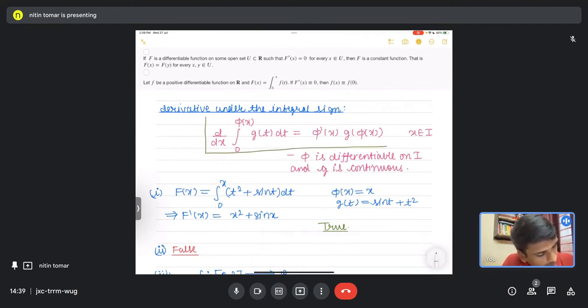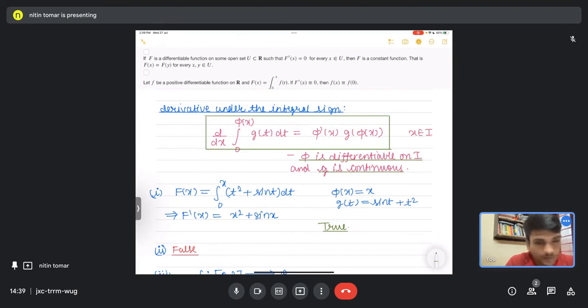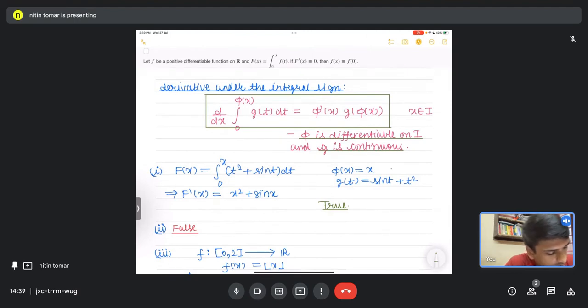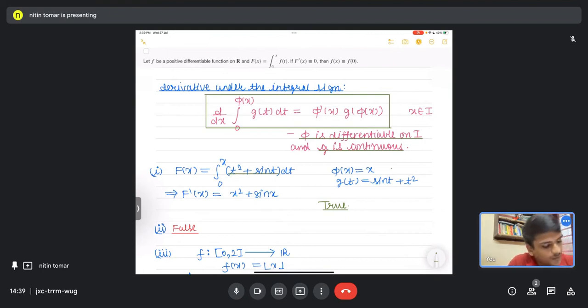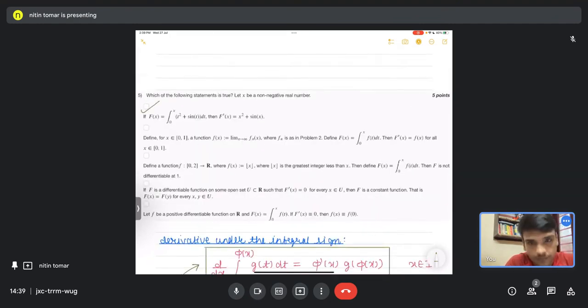So the derivative of the integral is actually given by this formula, where phi is a differentiable function on I and g is continuous. So in the first part, f of x is given to be the integration from 0 to x of t square plus sin t dt. In this case, our phi x is equal to x and g of t is equal to t square plus sin t. If we plug the values into this formula, you will have f prime x will be x square plus sin x. So the first option is true.